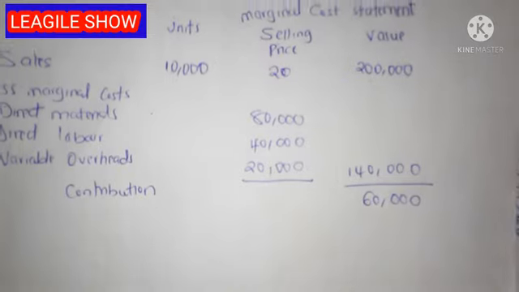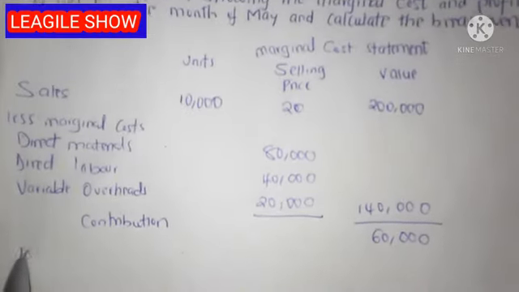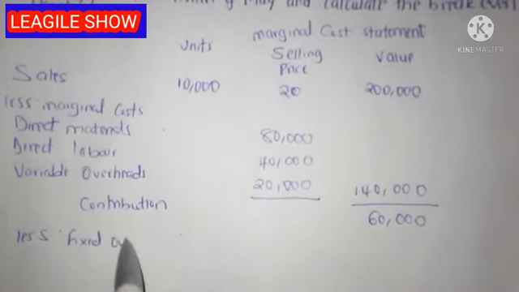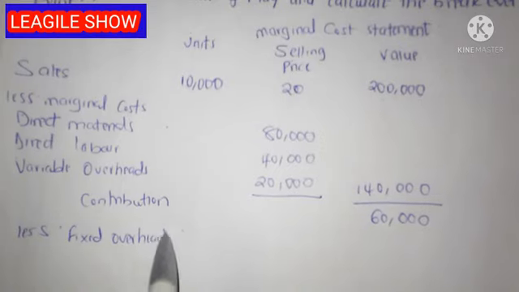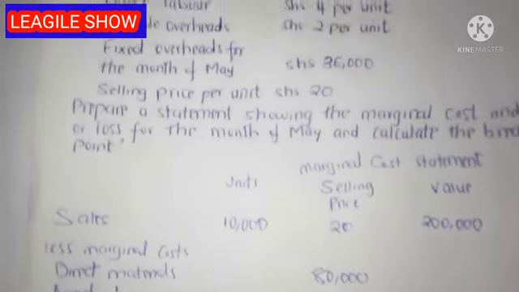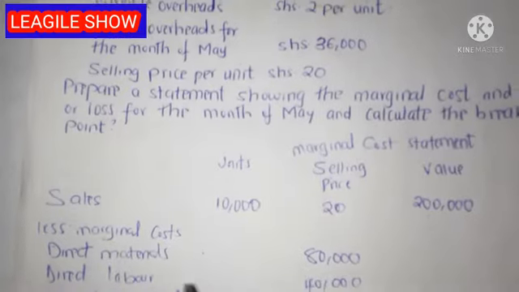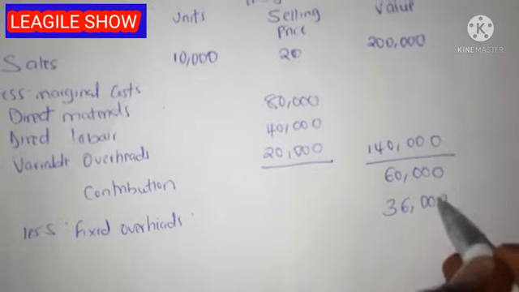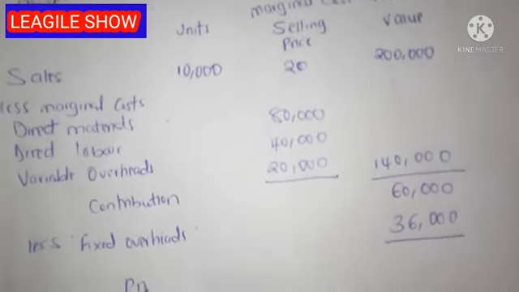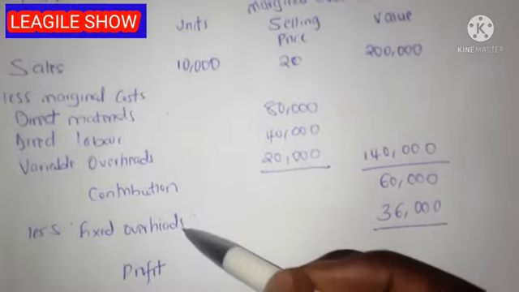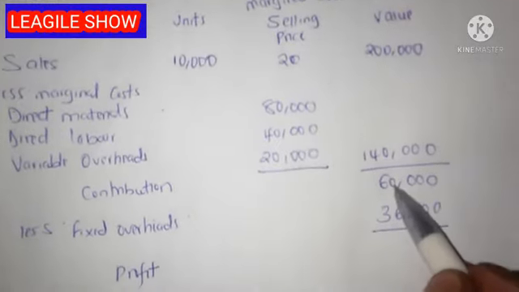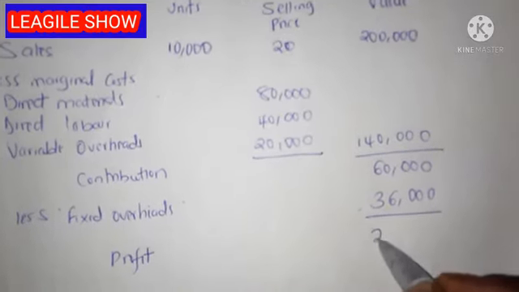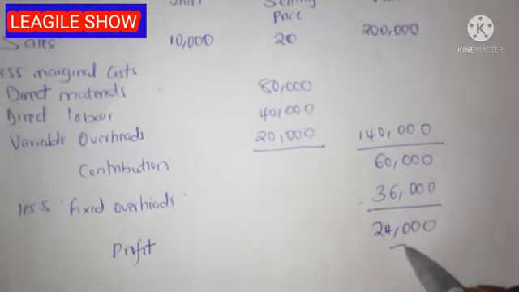Now to get our profit in this case, we are going to less fixed overheads, which in our question here was given by 36,000. So to get our profit there, it will be contribution minus fixed overhead, which is 60,000 minus 36,000. So the profit here comes to be 24,000 shillings.